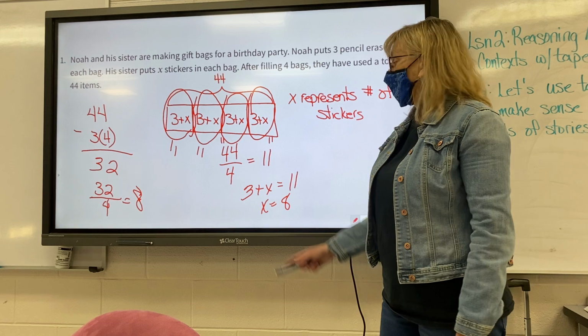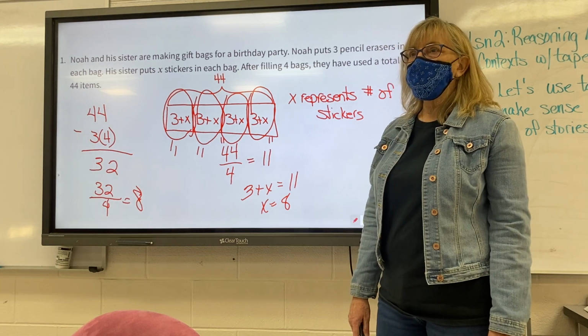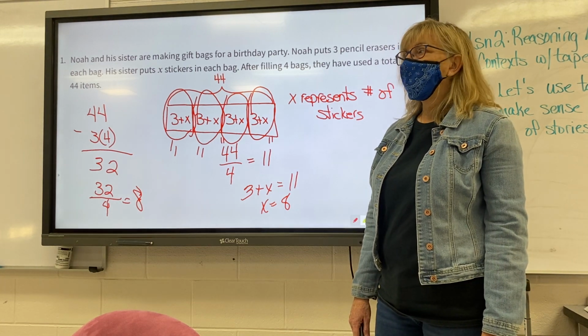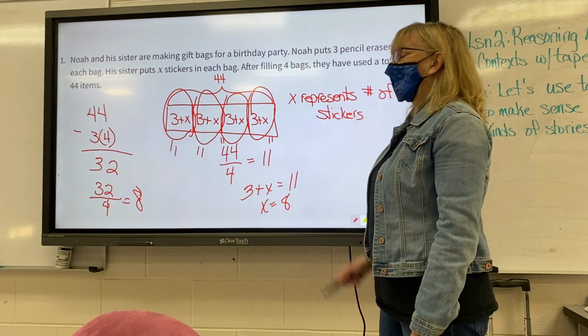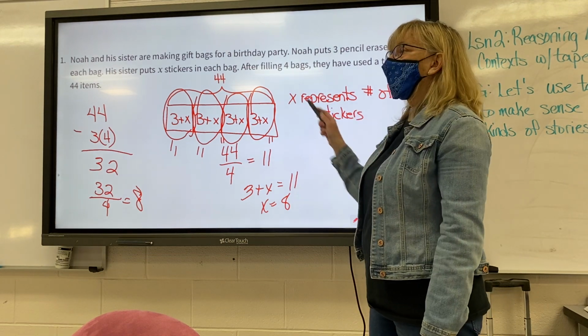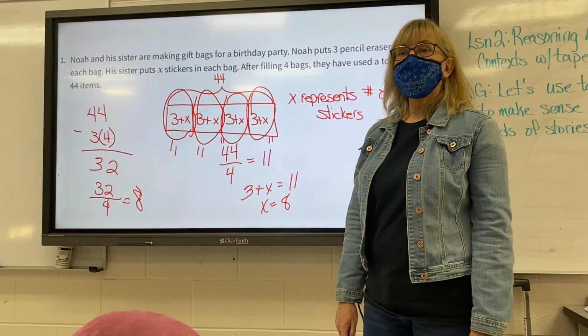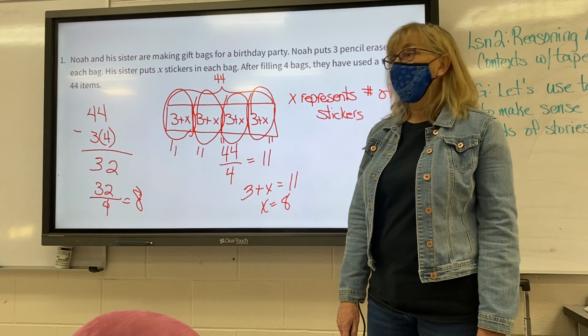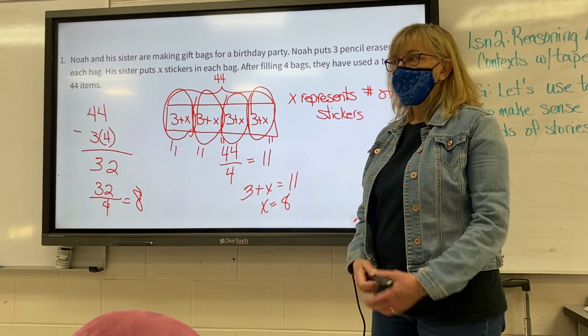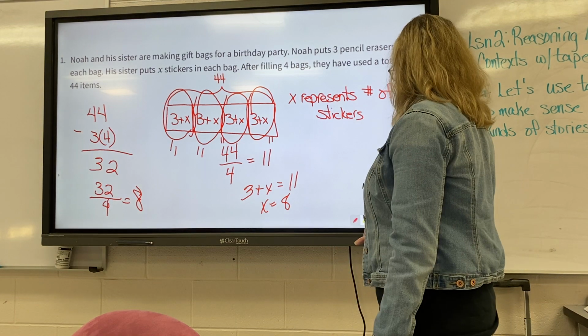Now, what does the 8 represent in this story? 8 what? 8 stickers. So there are 8 stickers in each bag. Okay? Make sense? All right.